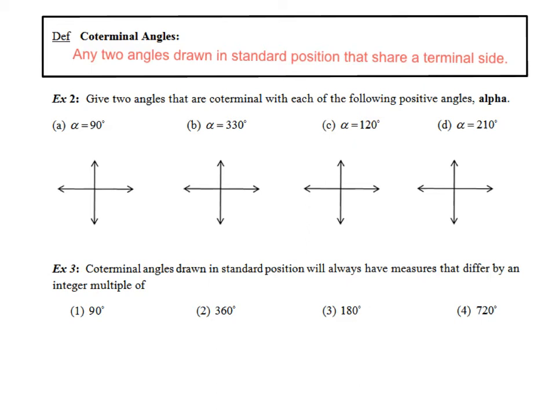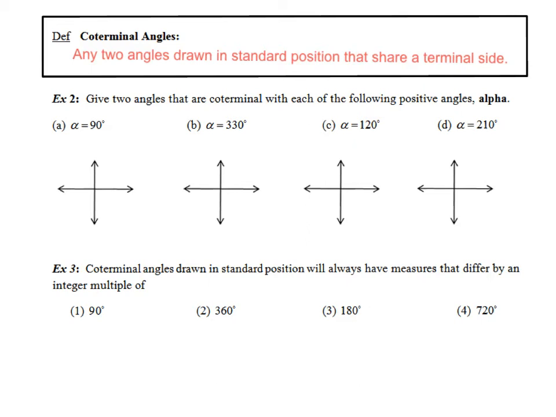Our next definition is for coterminal angles, and you can probably guess from the name of it what a coterminal angle or what coterminal angles would have to be. Any two angles that are drawn in standard position that share a terminal side are called coterminals.